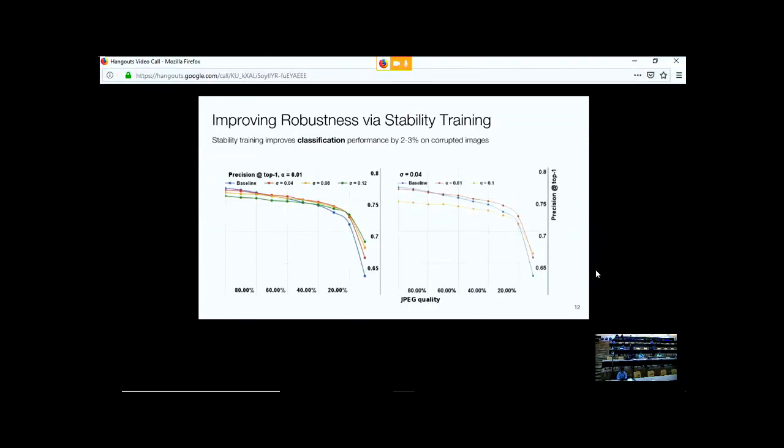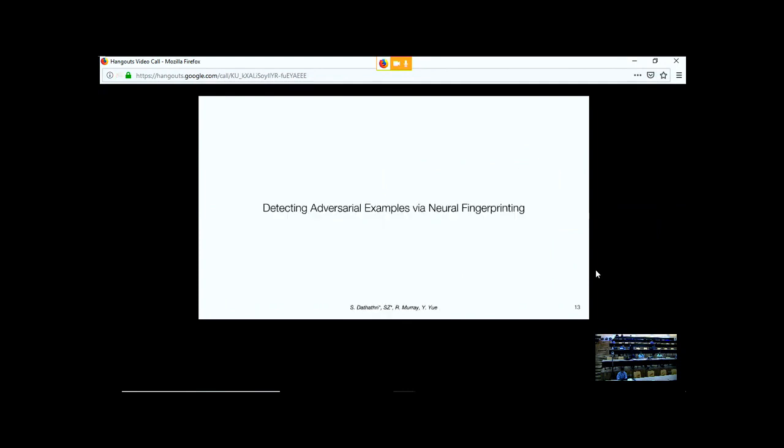So that was a very short segment about stability training. Is there any question about this particular part? We do have a couple of questions from here.